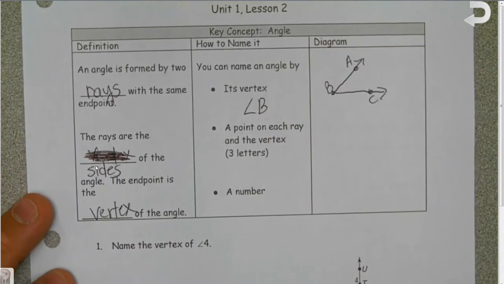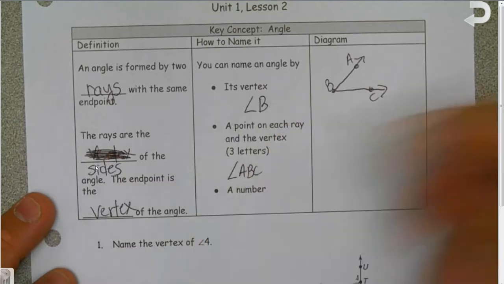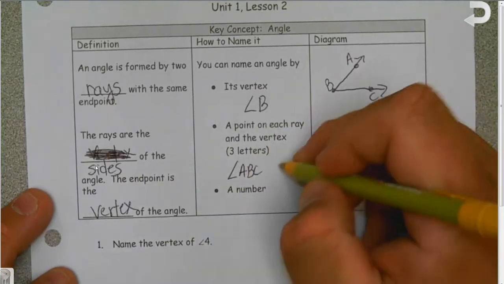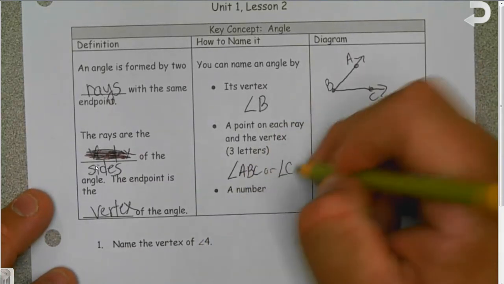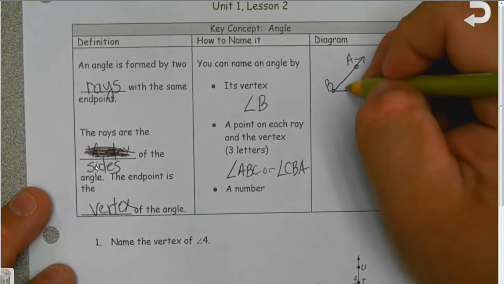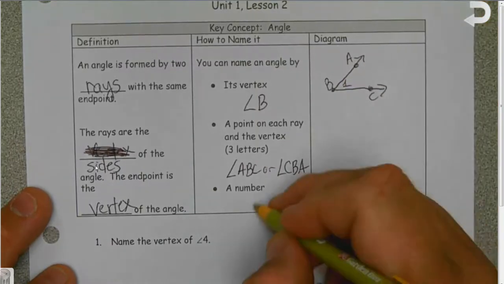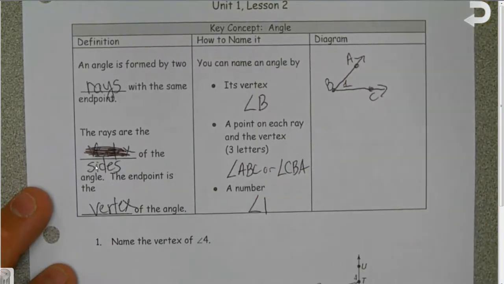You can name it using three letters. So you could say this is angle ABC. You could also say it's angle CBA. Or sometimes you have a little number inside of it, and you can name it by that number inside of it. So this is angle 1.